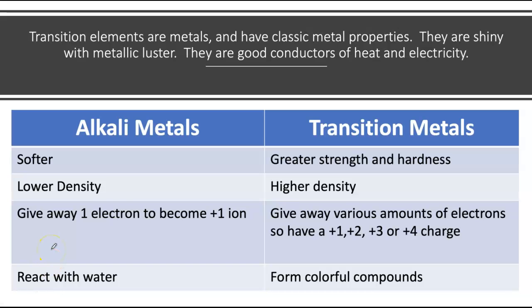And so again, there's our transition metals. They have properties similar to the group 1, group 2, and group 3 metals on the periodic table. So here's some ways, of course, that they're similar. They're shiny with that metallic luster that we've been talking about for the metals. They're good conductors of both heat and electricity.